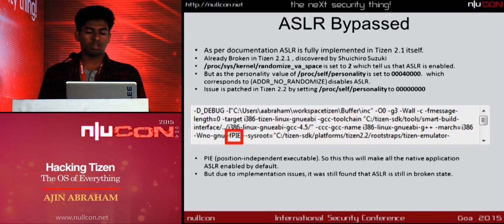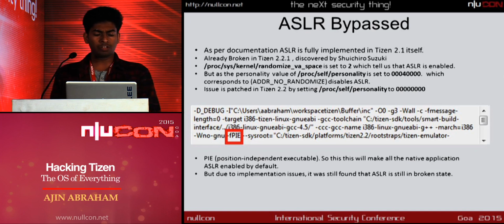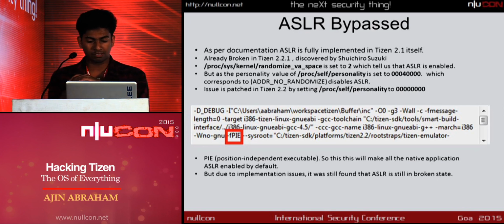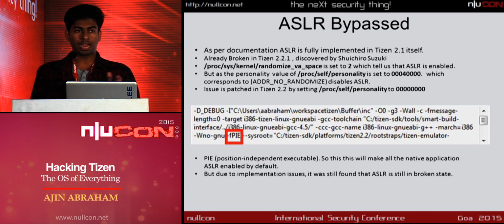ASLR. As per the documentation of Tizen, ASLR is fully implemented in Tizen 2.1 itself. My research is actually focusing on Tizen 2.2. It was already broken by another researcher called Suzuki. What he found out was that if you see /proc/sys/kernel/randomize_va_space, it's set to 2. So that basically means that ASLR is enabled.